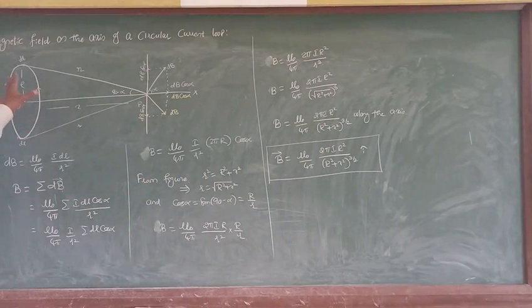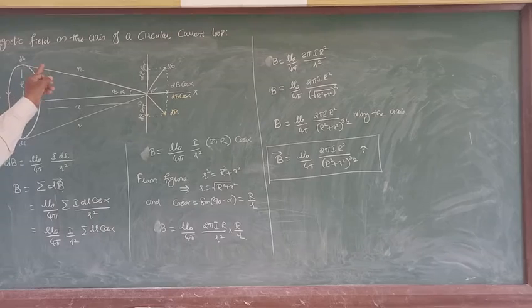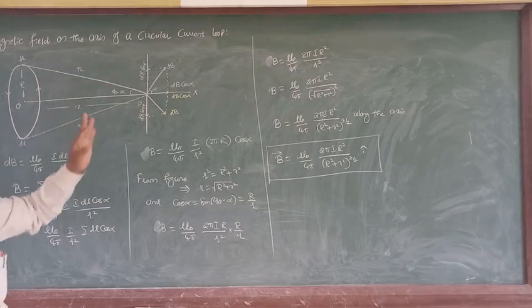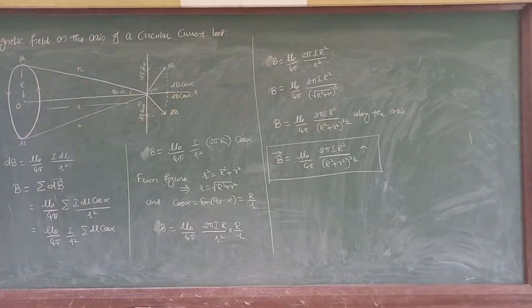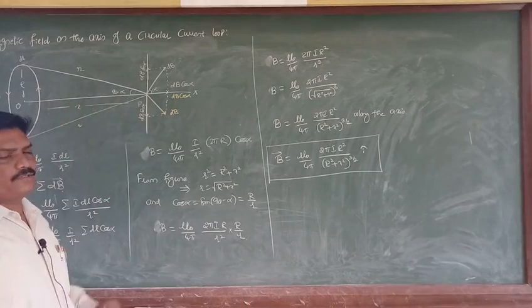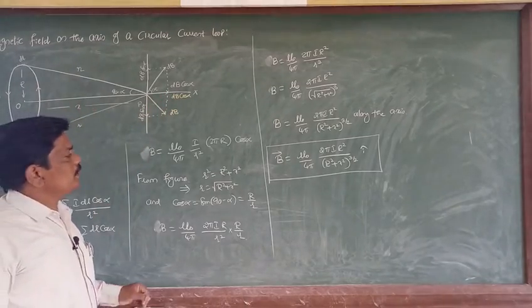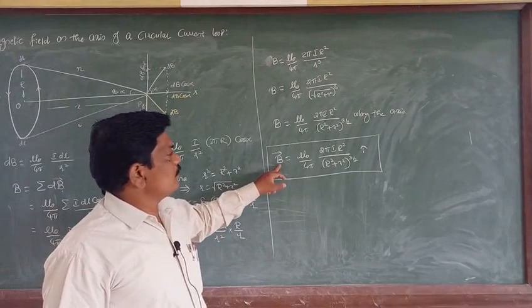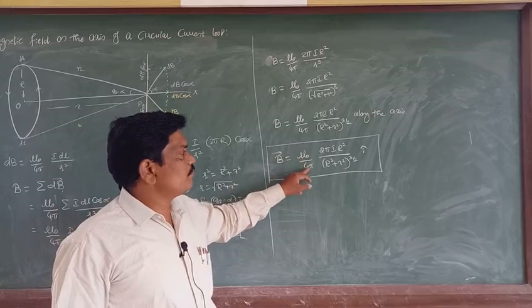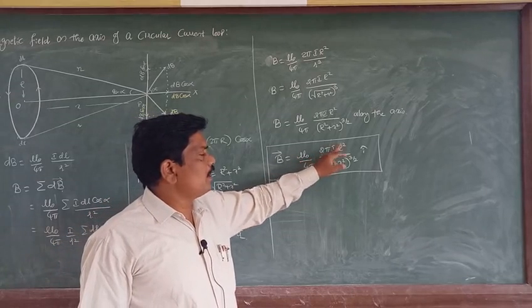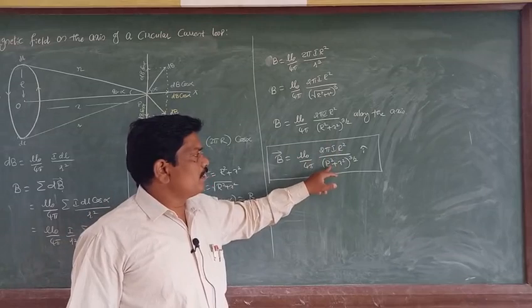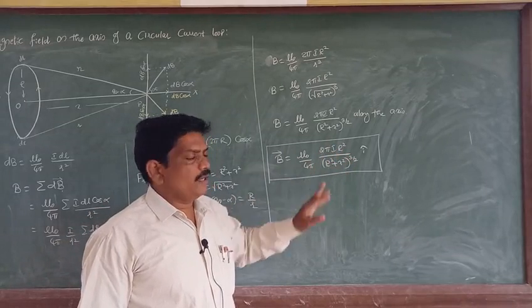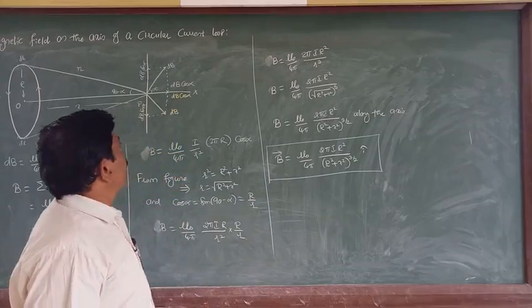In the previous class, we discussed the magnetic field on the axis of a circular current loop. The direction of the field is along the axis, and finally we got the expression for the field as mu naught upon 4 pi, 2 pi I r square divided by r square plus x square raised to 3 by 2, I cap.